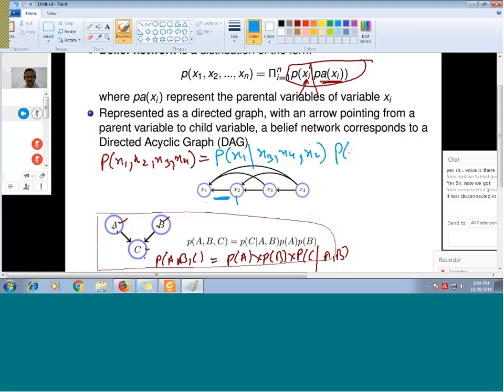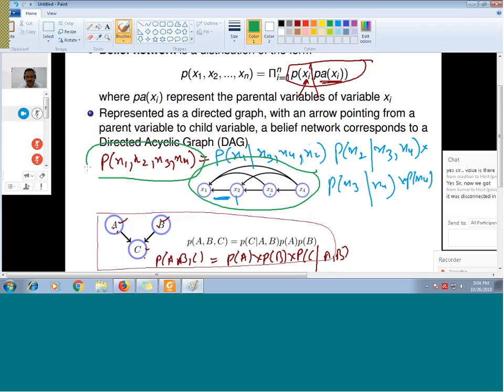Similarly, you multiply the probability of x2 given what? x3 and x4. Very good. And then multiplied by the probability of x3 given x4, and into the probability of x4. Now you are with me, and I'm very happy that you understand that, given this belief network, you can find out the probability of all these terms using this formulation. If you can do that, I am done.